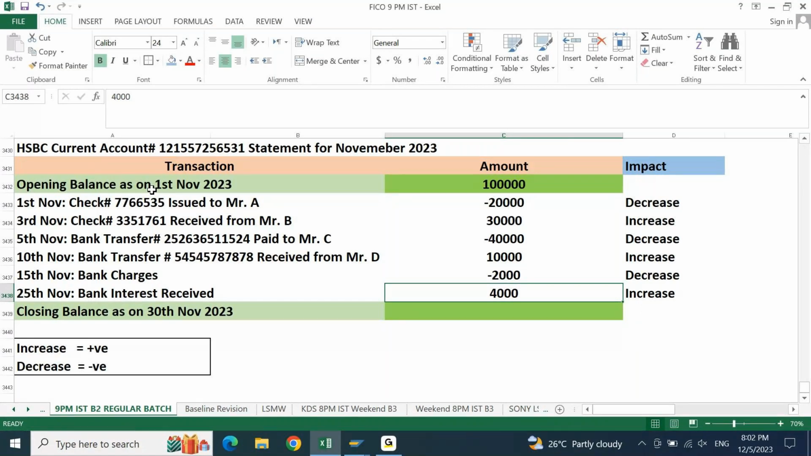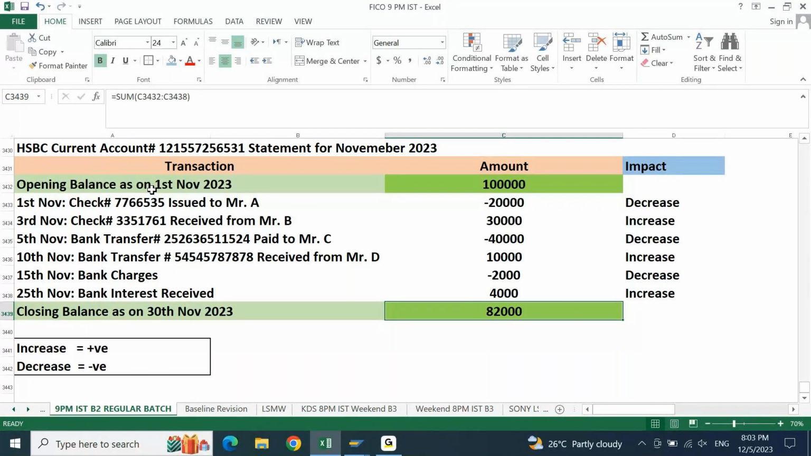First, what we did, we listed the transactions. Then we understood the impact, whether it is going to increase or decrease. Based on the increase decrease concept, we updated positive numbers and negative numbers. After writing all this, just do a sum. If you do a sum, you are going to get the closing balance. Considering these transactions at the end of the month, your bank account is supposed to show a closing balance of 82,000.